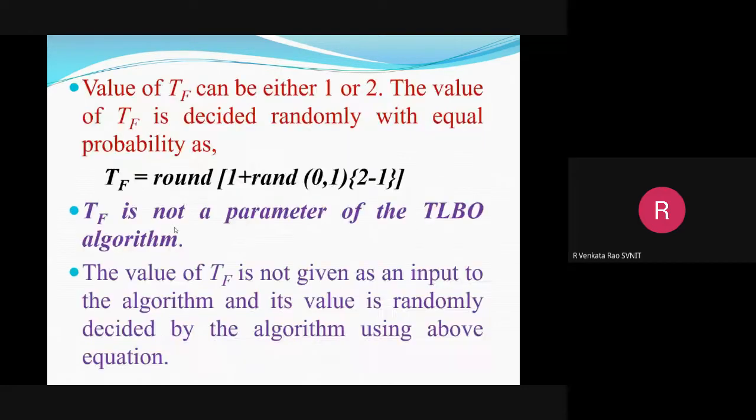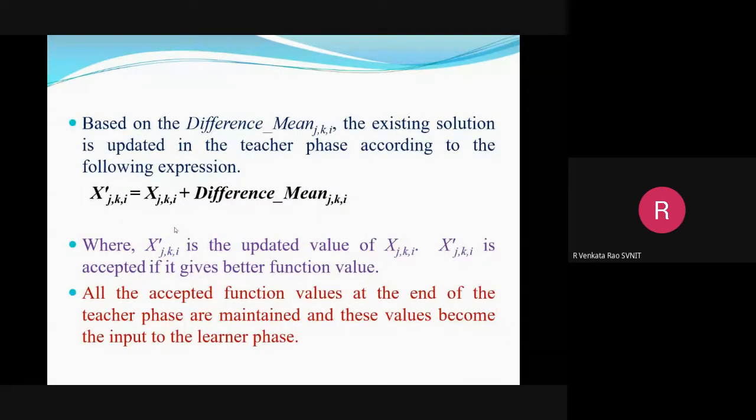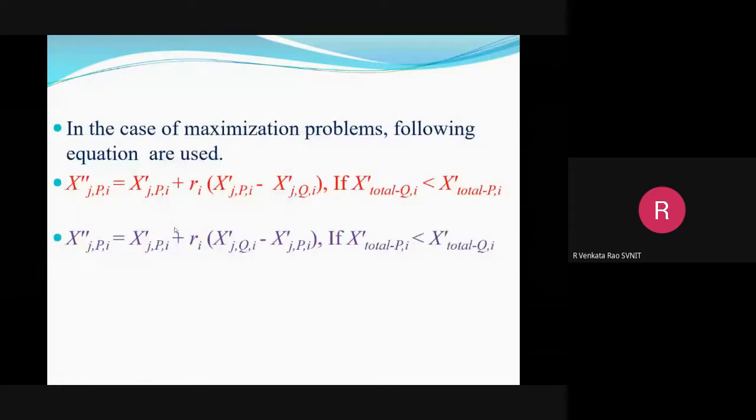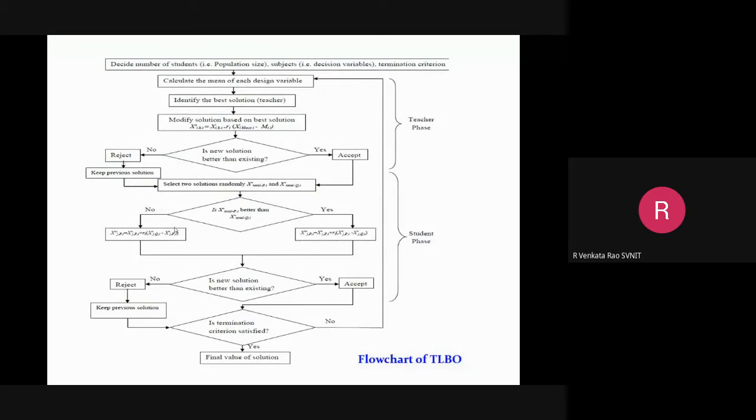Now, to understand this TLBO algorithm, I am not going to teach you any theory. I will try to explain the philosophy of this teaching learning based optimization algorithm, TLBO, by means of a tutorial. For that, we start with this flowchart. Aparna, you are able to see this flowchart? Yes, sir. Okay. What is there on the top? Decide the number of students. The number of students in the classroom we make an analogy with the population size. Then subjects means decision variables. The number of subjects is equal to the number of decision variables.